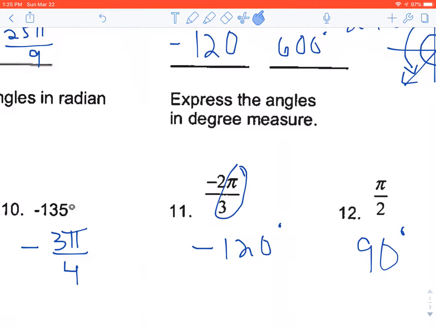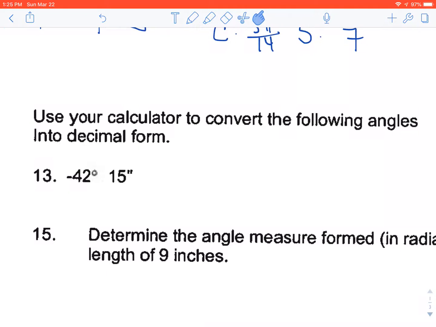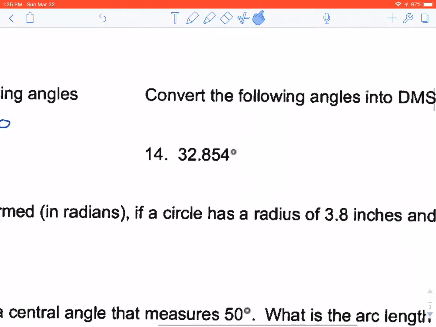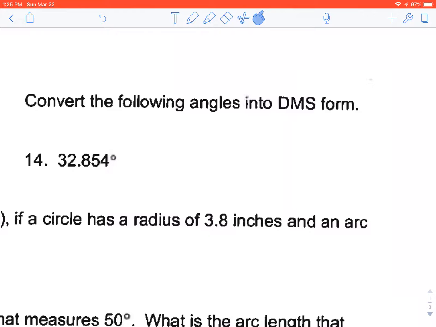Okay, then when you are converting using the calculator, I normally just let the degrees alone so that I'm not adding negative 42 to something and then getting negative 41, which would be the wrong degree. I'm just going to do negative 42 point, and then this is seconds. So I'm going to figure out on the calculator 15 over 3600. It depends on what we're asked to round to, but it's negative 42.00416 repeating degrees.